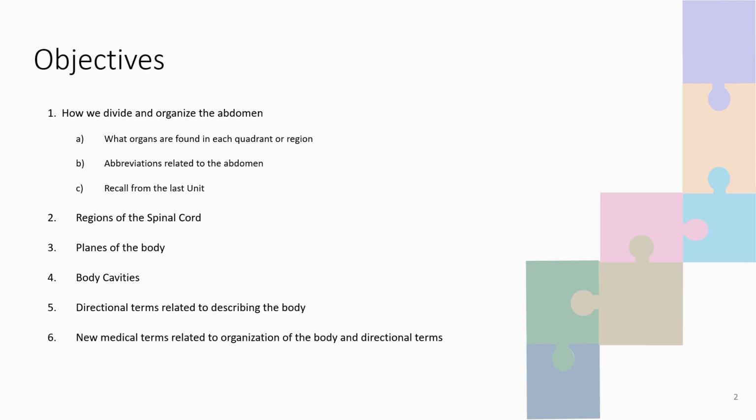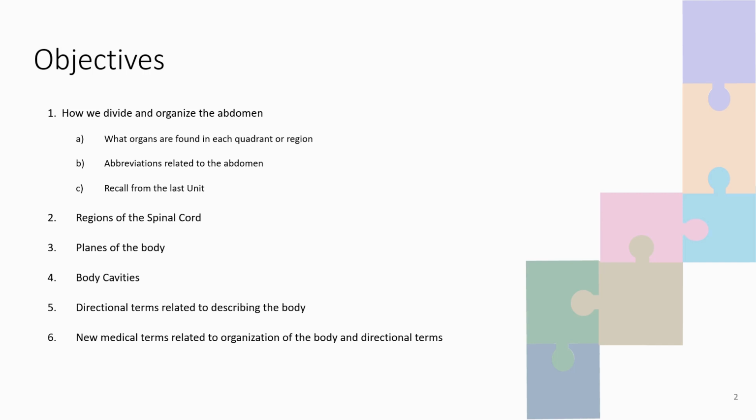Okay, let's take a look at the objectives. We're going to start to divide the abdomen. We're going to look at the different organs that are found in either a quadrant or a region and what that means, abbreviations related to the abdomen, and we're going to do some recall from a previous unit where we named some of the organs themselves. If you need to, go ahead and reference those videos, and then this one should help with some of the answers here.